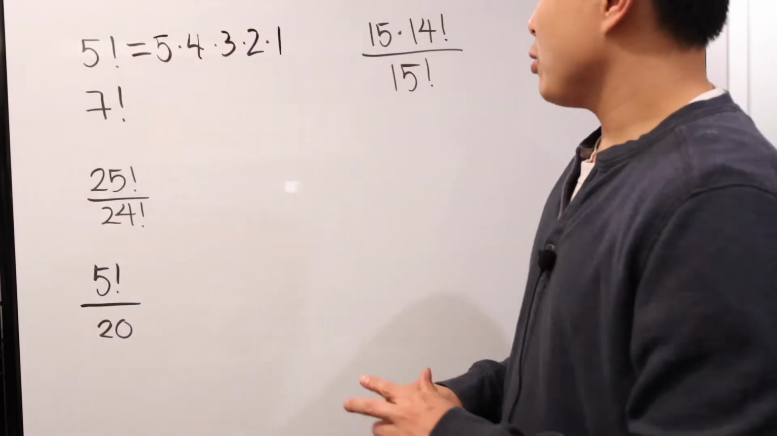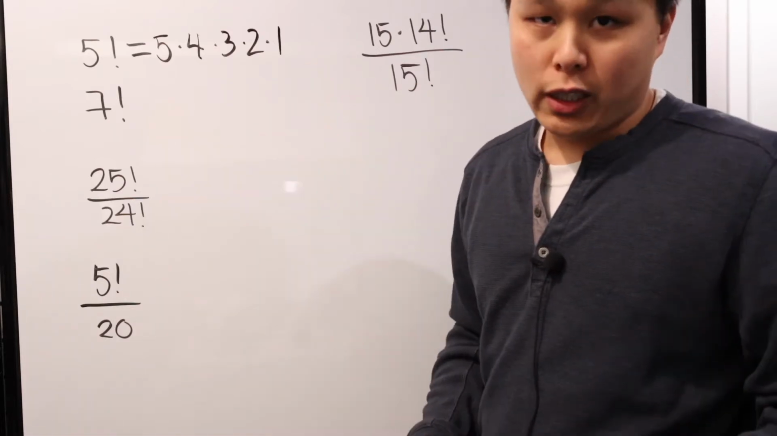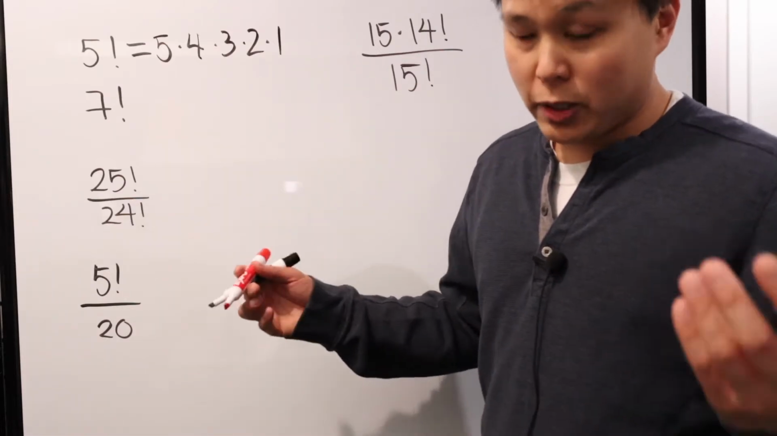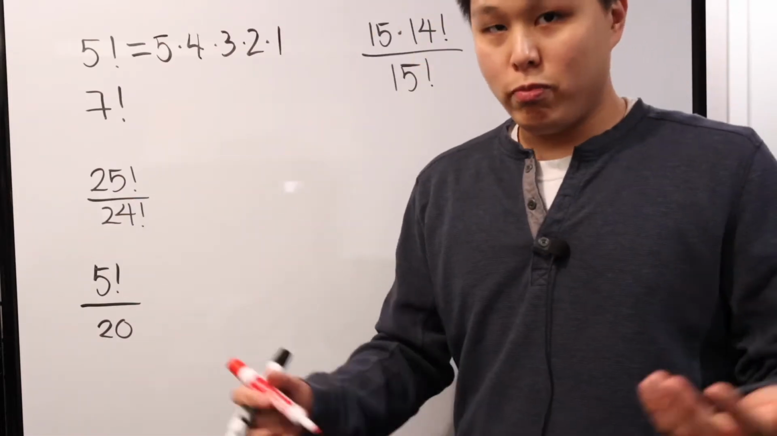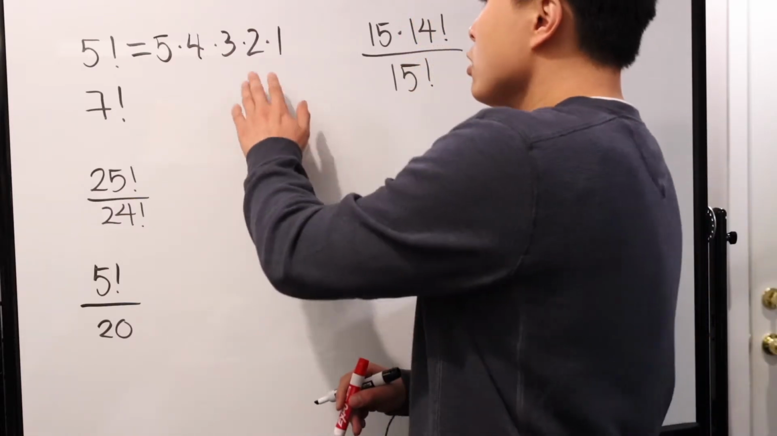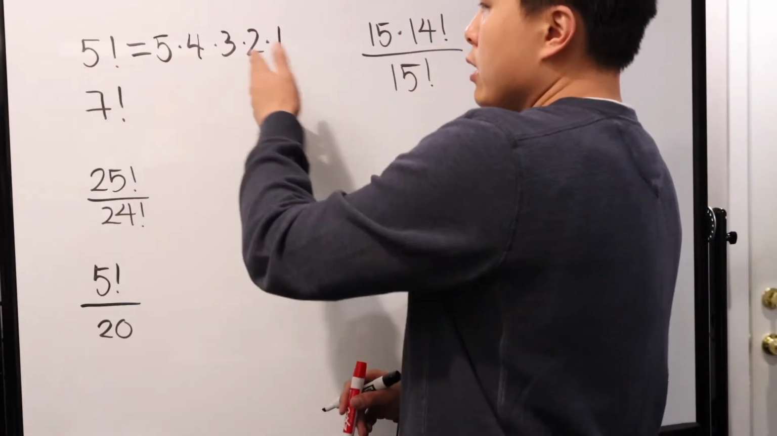Now, a common misconception is that they go all the way to 0, which makes no sense, because if you multiply by 0, guess what? It's going to be 0, and factorial would be basically useless if it always ends at 0. So it always ends at 1. So in this case, this is 5 factorial.